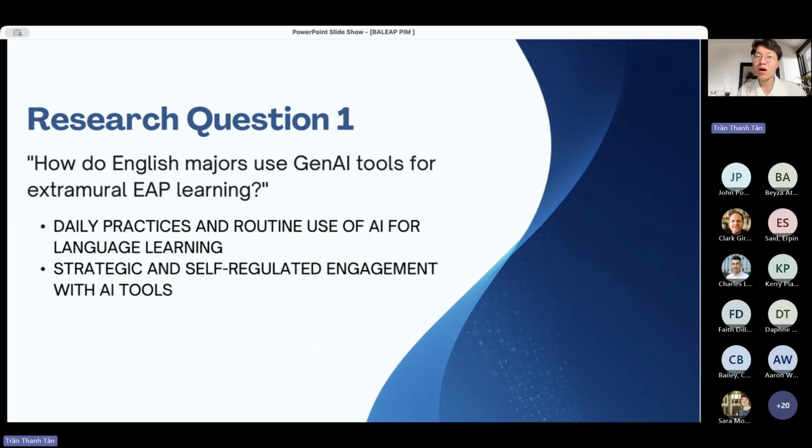Let's talk about research question one. How do English majors use AI for extramural learning?